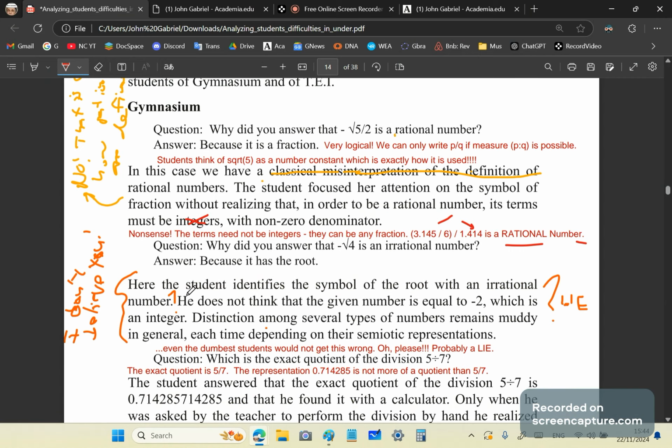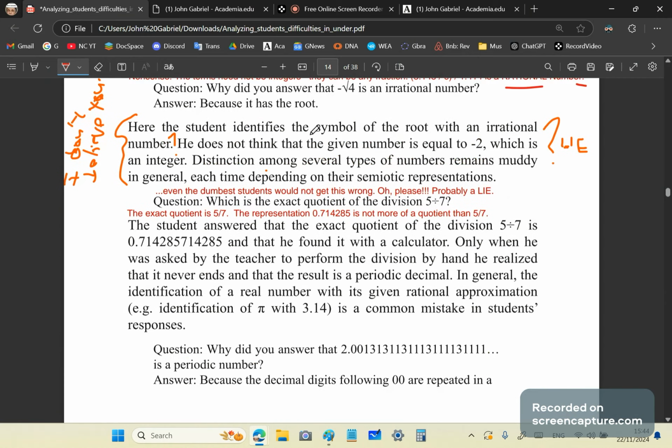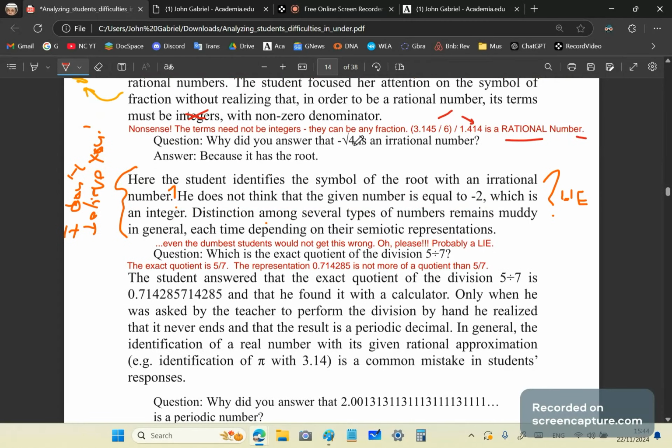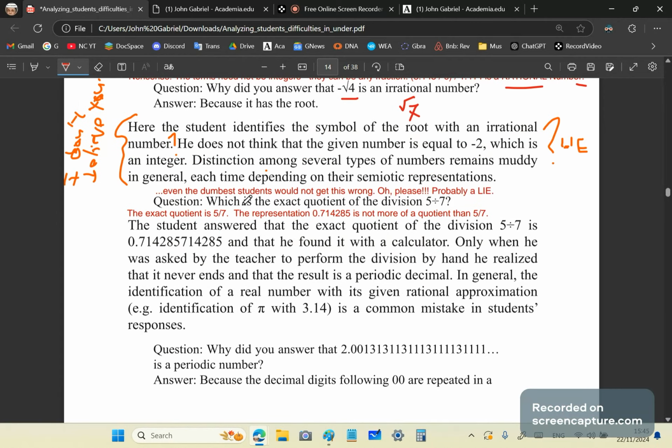So the next thing the author says is that the student identifies a simple symbol of the root with an irrational number. I think he's lying there, by the way. I can't possibly imagine why any student would think that square root 4 is an irrational number. Okay, can't imagine that. Now, if he had written square root 7 or something else, perhaps the student would have said that because it has a root. Okay. So I think he's lying.